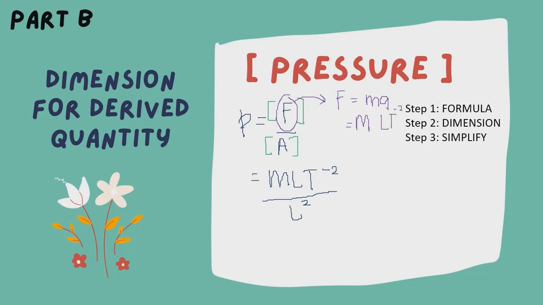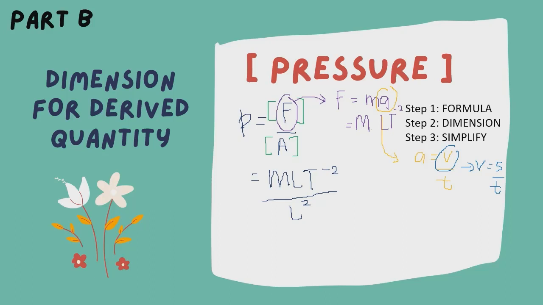But what if you don't know the dimension for A? So you need to do FDS for A, which is velocity over time. What if you don't know the dimension for velocity? So you need to do FDS for V, until the equation or the dimension is in basic form.